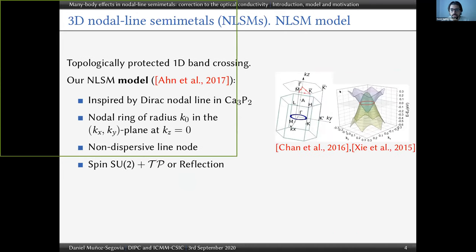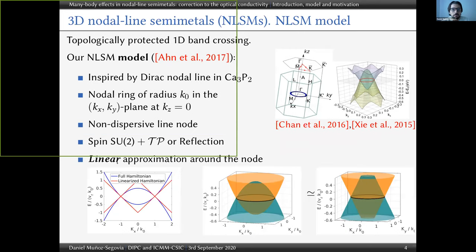Our model is based on the low energy band structure of calcium 3D phosphide, which displays a Dirac nodal ring of radius K0 in the KX-KY plane at KZ equals zero. And contrary to what happens in general in other nodal line metals, this nodal line is located at constant energy, and indeed it is located at the Fermi energy. This line is protected by the combination of spin rotation symmetry plus either the product time reversal times inversion or a reflection, a mirror about the XY plane.